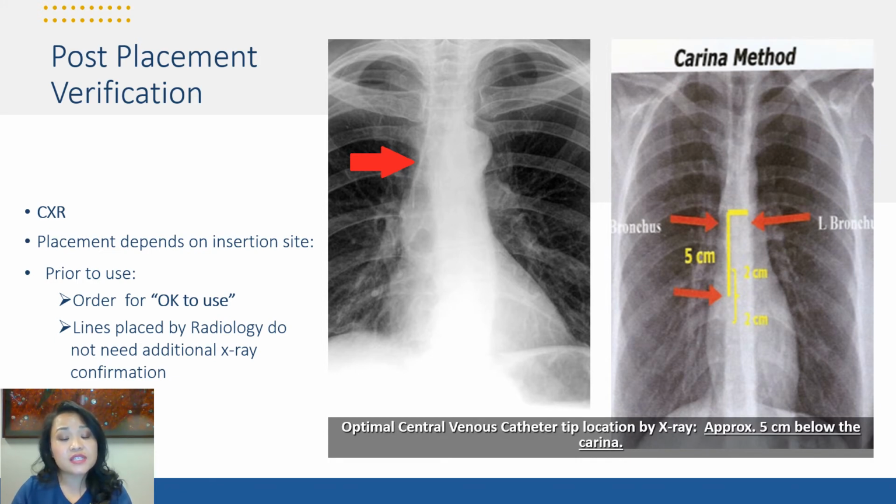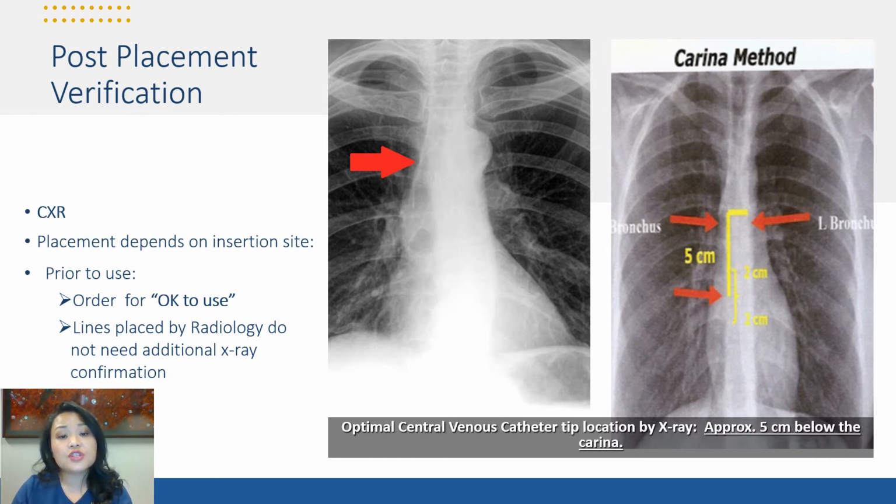If the line was placed above the waist, such as the subclavian or the jugular, the line will terminate in the superior vena cava or the right atrium. If it was placed below the waist, such as the femoral vein, the line will terminate in the inferior vena cava. A chest x-ray is not required. It will be based on clinical assessment and the patient status, and is also dependent upon the physician.